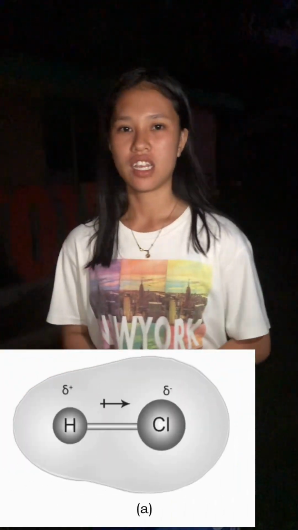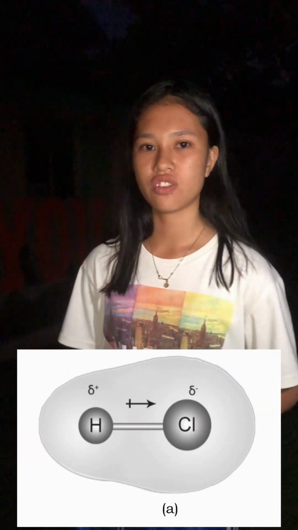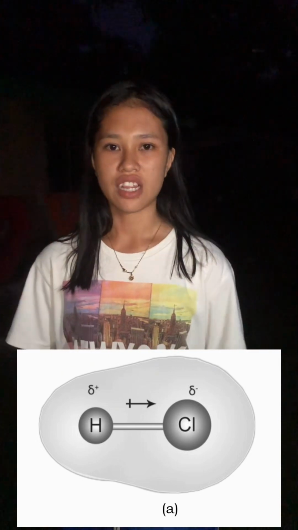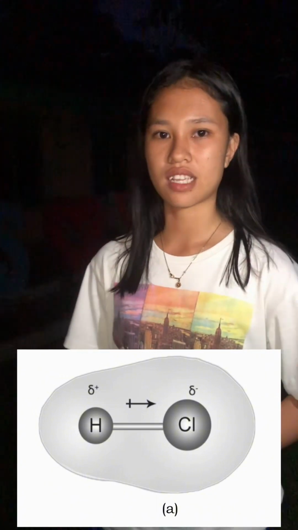In HCl or hydrogen chloride, for example, H has a lower EN than Cl. Thus, the direction of the arrow is from H pointing to Cl, and there is unequal electron density as presented by the size of the circle. On the other hand, a non-polar covalent bond develops when both atoms equally share a pair of electrons between them.